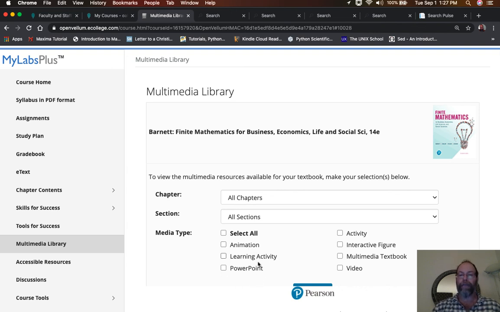Animations, learning activities, PowerPoints, activities, interactive figures, the multimedia textbook, the videos. The videos are fantastic. I really recommend that you look at some of the tutorial videos. I'm not talking about my tutorial videos. I'm talking about Pearson's tutorial videos because I think they're going to help you a lot. So you have all kinds of options. There's no reason for anyone to get a D or an F in this course if you just spend some time working on this course.